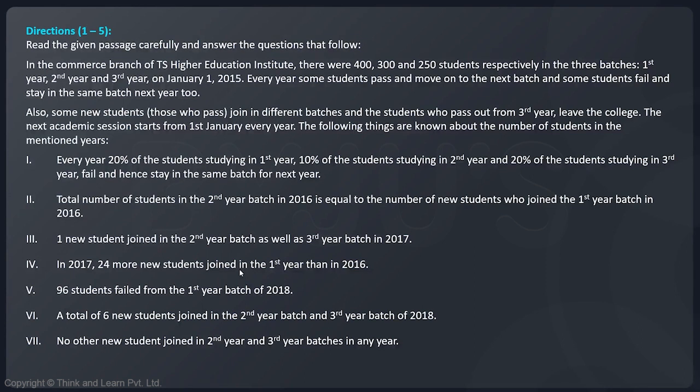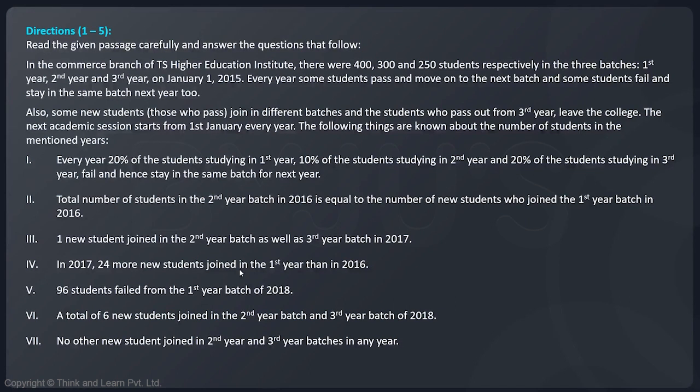The first point being every year, 20% of the students studying in first year, 10% of the students studying in the second year, and 20% of the students studying in the third year fail and hence stay in the same batch for next year. Second point says total number of students in the second year batch in 2016 is equal to the number of new students who joined the first year batch in 2016.